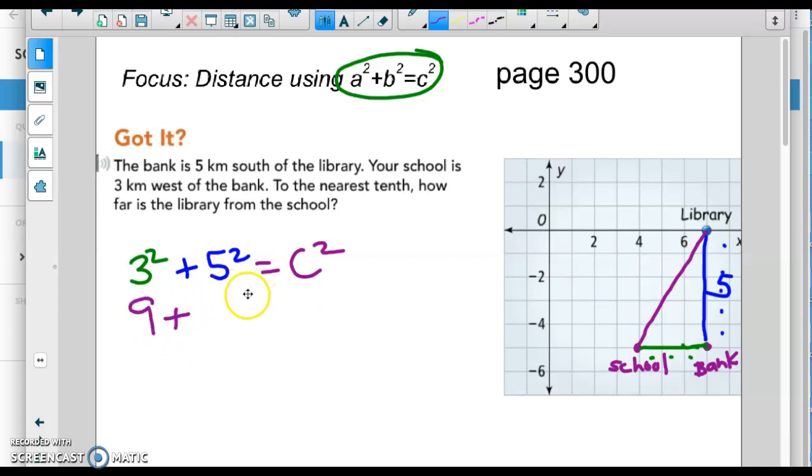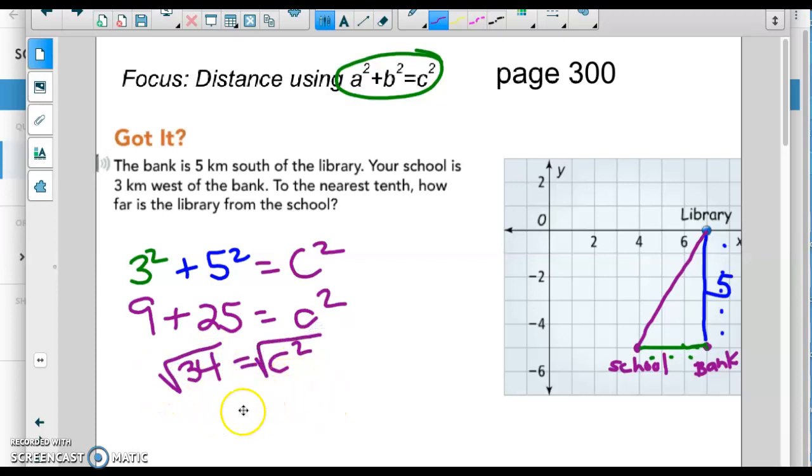So now let's do it. 9 plus 25 equals c squared. 9 plus 25, we're going to get 34 equals c squared. And you guessed it, we take the square root of both sides. And we get an approximation here. If we typed this into the calculator, we'd get an irrational number. But we're about 5.8. So we're at 5.8 kilometers from the school to the library.